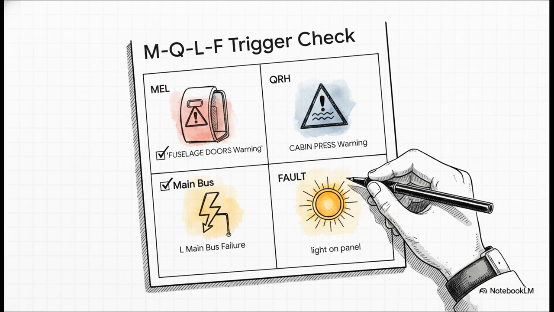You can memorize this instantly using the MQLF trigger check. It's super simple. M is for MEL, like if you're dispatching under the MEL for the fuselage doors warning system. Q is for QRH, meaning you're running a procedure for a cabin press warning or failure. L is for a left main bus failure in the electrical system. And F, that's just the fault light lighting up right there on your pressurization panel. MQLF. Lock that in your head, and you'll never second guess when it's time to switch to manual.